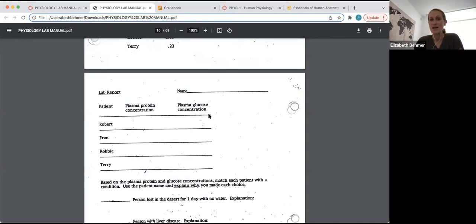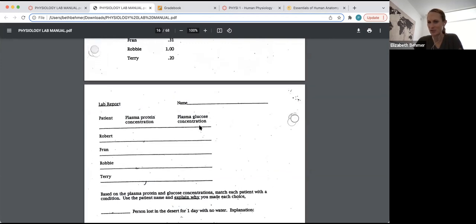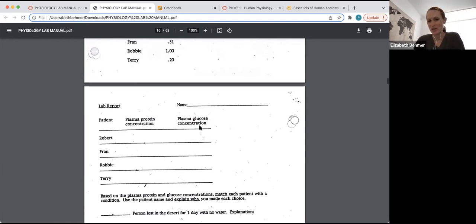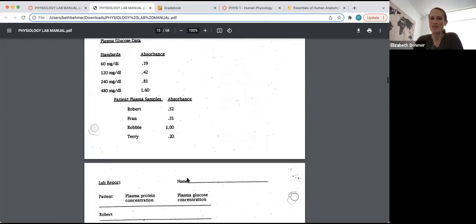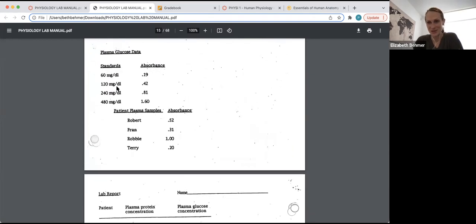The plasma glucose concentration levels, this is where we use our spectrometry background as much as we can, as you could gather from the first lab video, to answer these questions. So how do we get the plasma glucose concentrations of Robert, Fran, Robbie, and Terry? Well, we have to use this plasma glucose data to create a graph, and I'll show you what I mean by that. Spectrometry is shining light through a sample at a different concentration and then measuring how much light is absorbed.